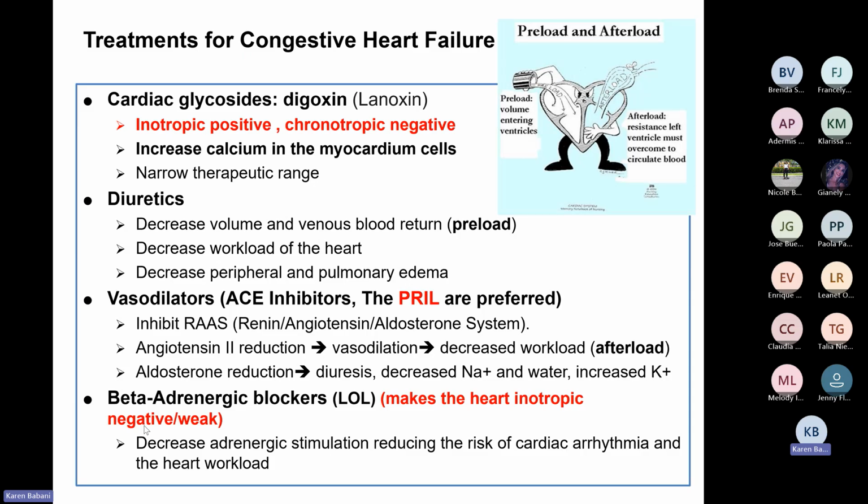So I put a little bit right here. Your beta blockers, these are your -lols. What they do is basically make the heart inotropic negative, or weak. Your heart is doing too much and it calms it down. They reduce what's called cardiac excitability. They make your heart not so excited, calming it down. They help with that. That leads to better cardiac output.